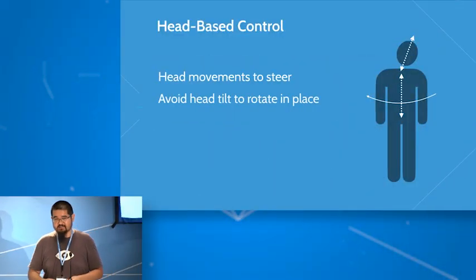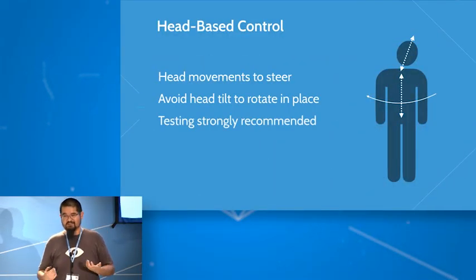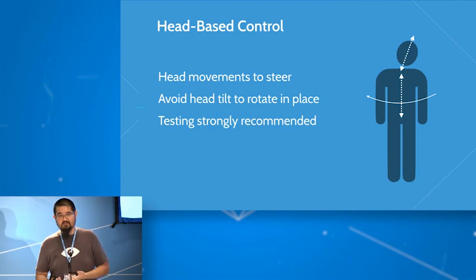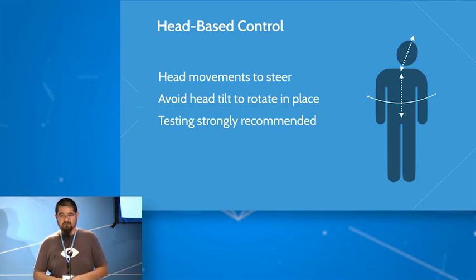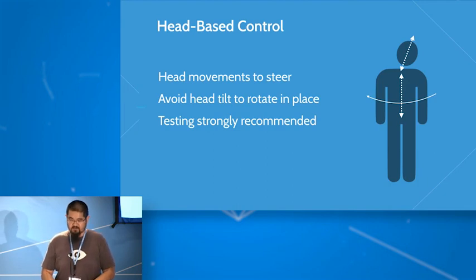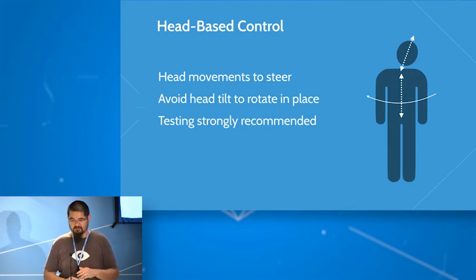However, one thing that I can report here is a bad idea is you want to avoid using head tilt to rotate in place, which in theory sounds like a reasonable idea. Say your head is a joystick and you're tilting it around to move in space. However, you might not necessarily know that this actually induces what's known as the Coriolis effect, or when it's in VR, the pseudo-Coriolis effect. So this occurs anytime that your body is rotating on one axis of rotation and your head is tilted off that axis of rotation.